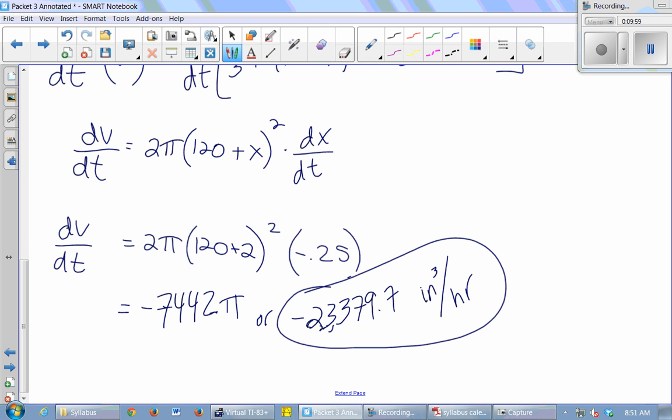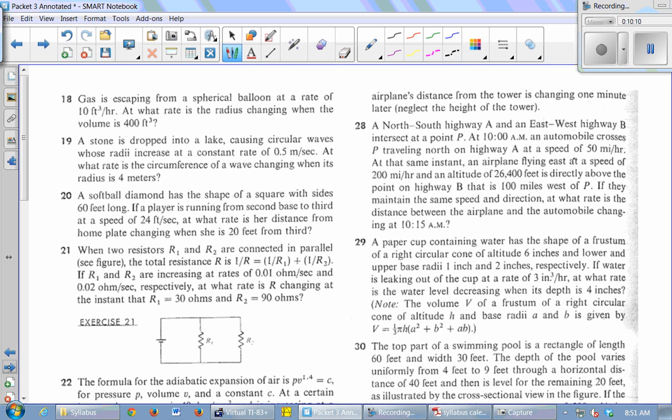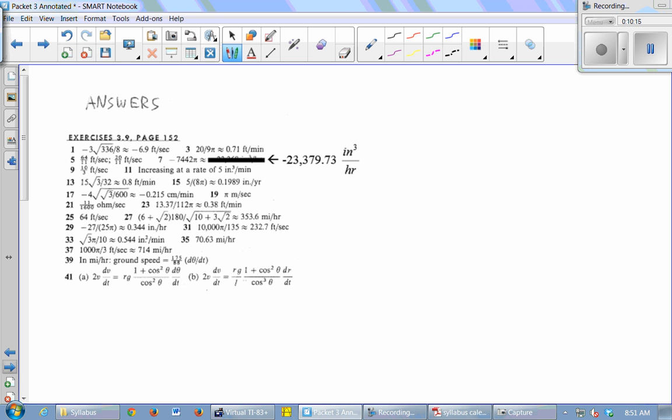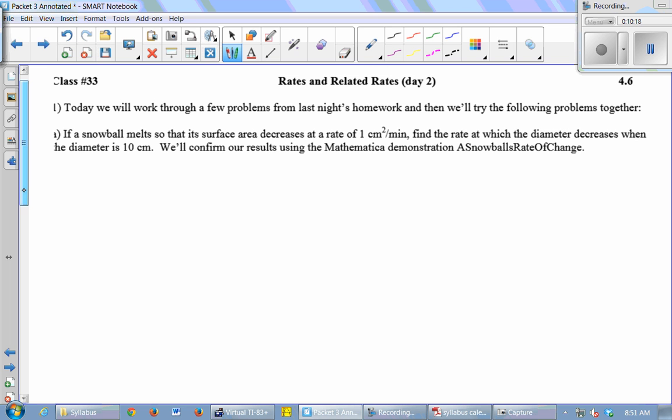Anything else from the homework that you want to see? All right, well, let's work through a couple that I had prepared for you. If a snowball melts so that its surface area is decreasing at a rate of 1 square centimeter per minute, find the rate at which the diameter decreases when the diameter is 10.